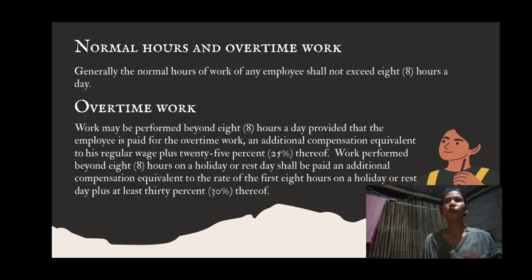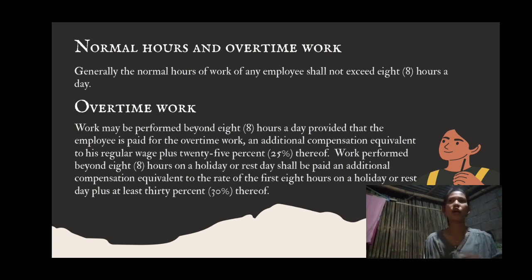Then next, normal hours and overtime work. So the normal hours of work of any employee shall not exceed 8 hours a day. So in a typical office job, normal hours might be considered as 9 a.m. to 5 p.m., Monday to Friday. So this means that employees are expected to work each day, Monday to Friday.